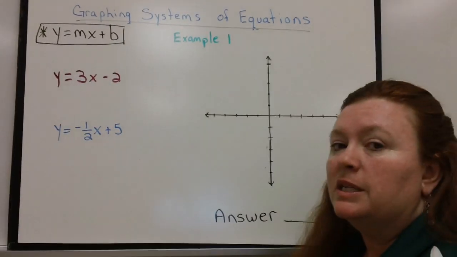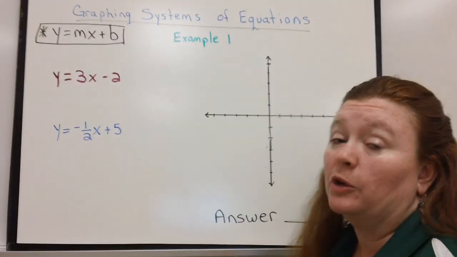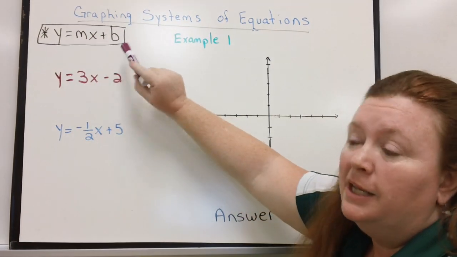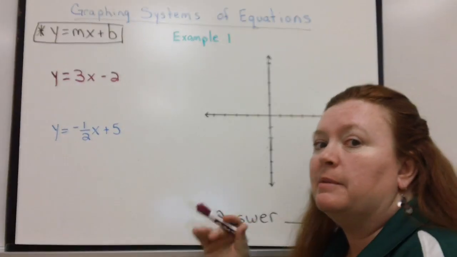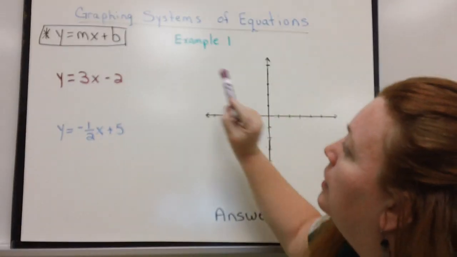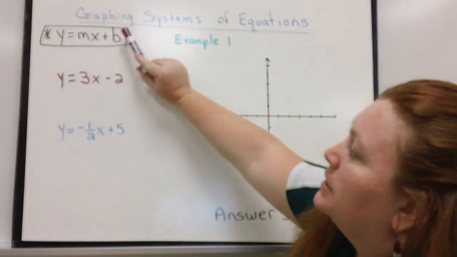To be able to graph them, our equations need to be in slope-intercept form. There are other ways, but this seems to be the easiest and most consistent way to get our graphs. y equals mx plus b.